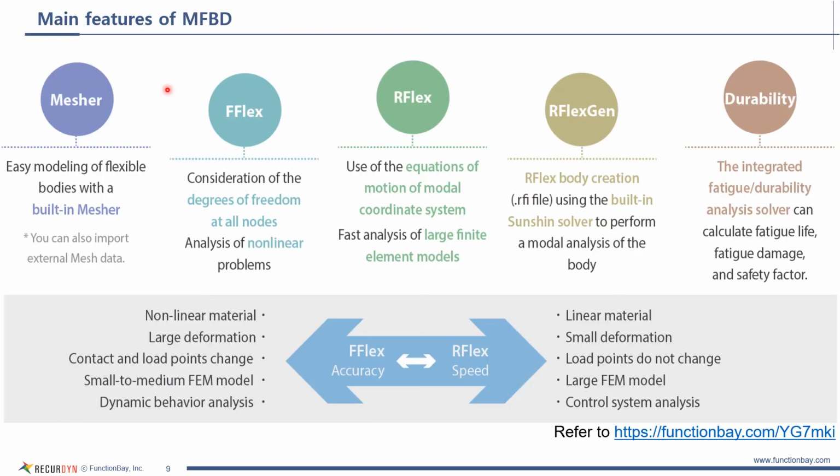There are several kinds of features for MFBD. The following are its main features. First, Messier converts a rigid body to a flexible body for MFBD. F-flex runs simulation using nodal method. R-flex is a modal method-based flexible body simulation feature. In order to create a R-flex body, modal analysis must be performed. R-flex-gen runs modal analysis in Recordyn environment to create a R-flex body. Durability is a fatigue analysis toolkit using MFBD simulation results to predict the fatigue and life.